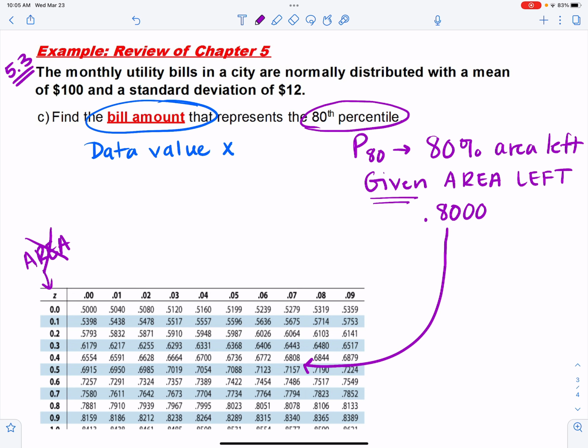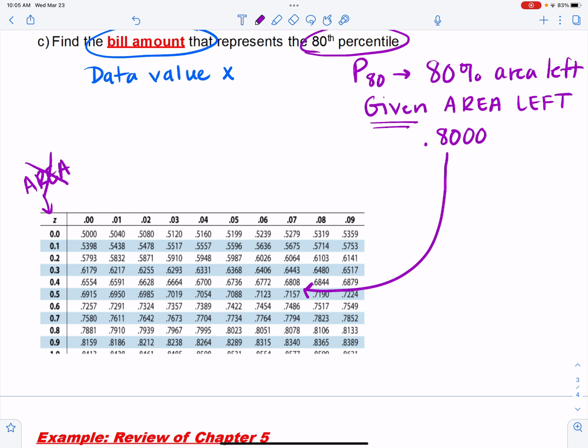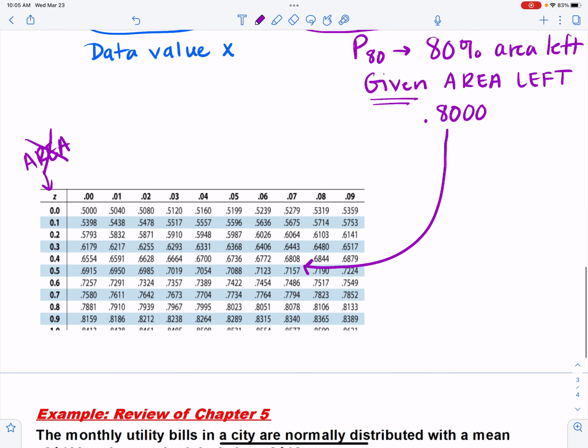Now sometimes you'll get lucky and find your exact area, but many times you'll have to just get as close as you can to the required area. And that's what's going to happen here. When I start searching through, my areas do go in order. So 0.5, 0.6, 0.7, I'm just following the trend. Then I come to 0.7995, and then it jumps to 0.8023. So if 0.80 was in this table, it would be in between those two. That means I can't find the exact area.